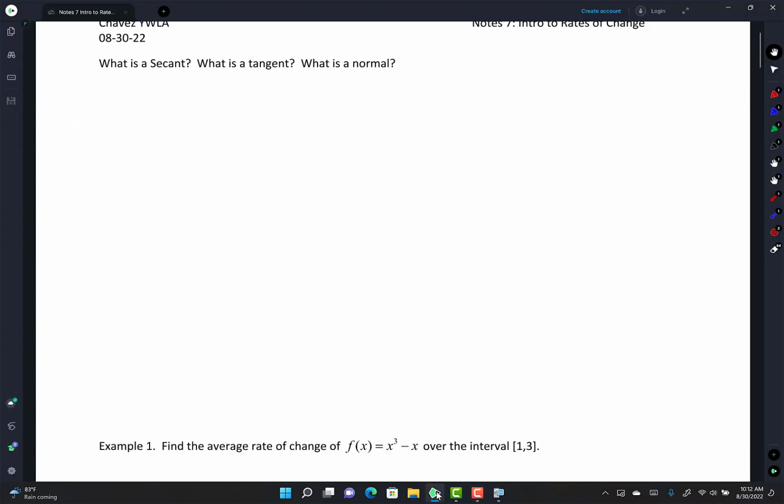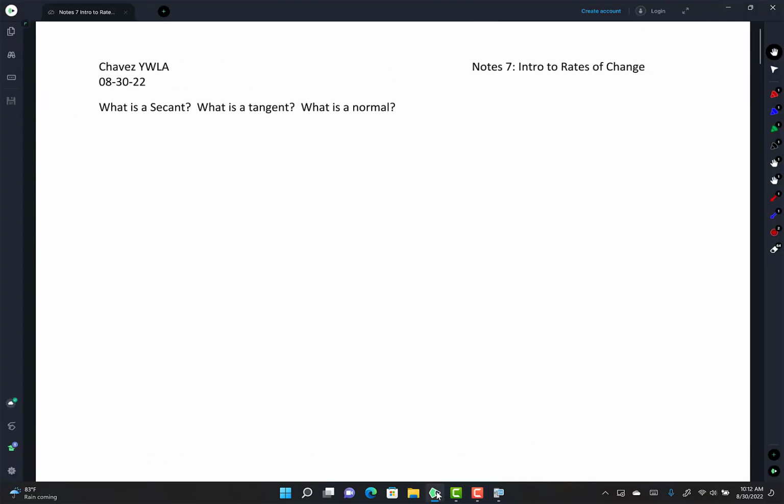We're going to go slow. What is the secant? What is the tangent? What is the normal? Ready? I'm going to tell you. Hopefully you remember from physics, but if not, no big deal.